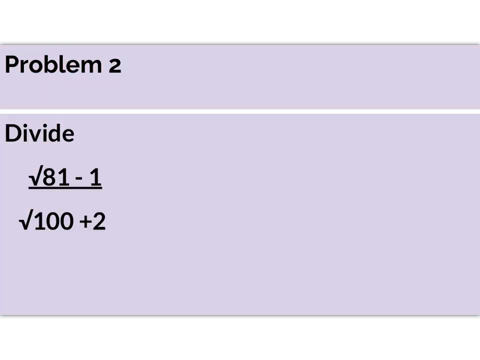In our second problem, the square root of 81 minus 1 divided by the square root of 100 plus 2. So what you have here, this line, the division bar, separates the top from the bottom. So let's deal with the top and the bottom separately. So you have 9 minus 1, because the square root of 81 is 9, over 10 plus 2, which gives us 8 over 12.